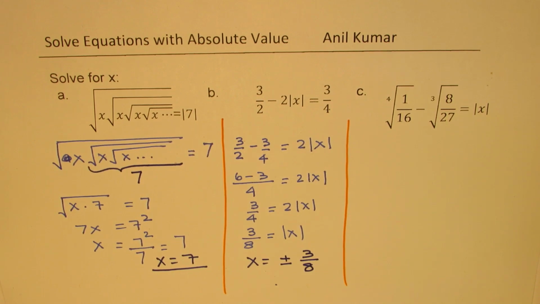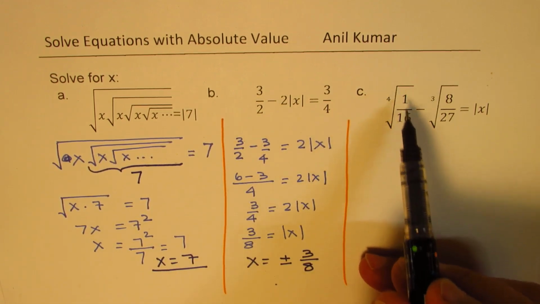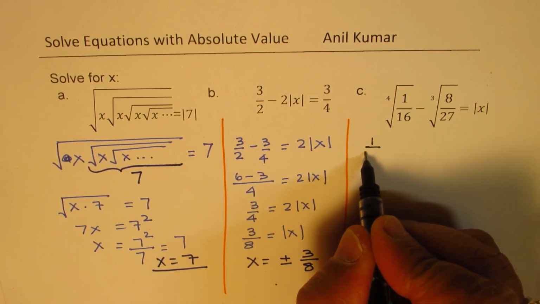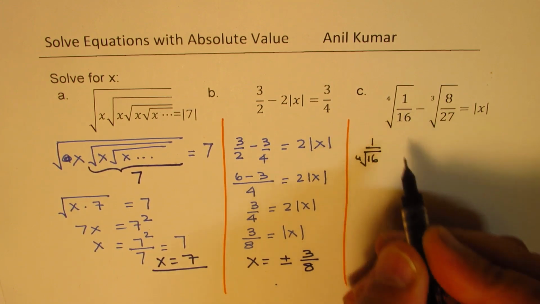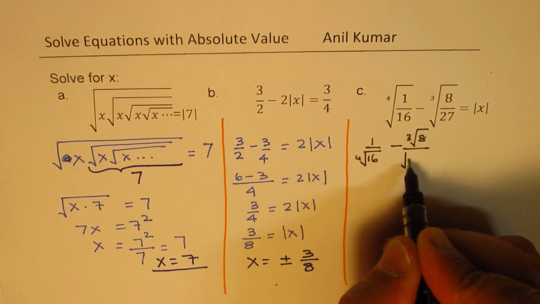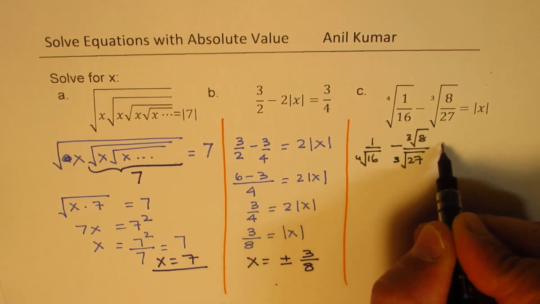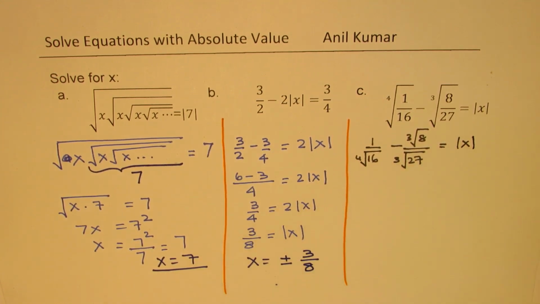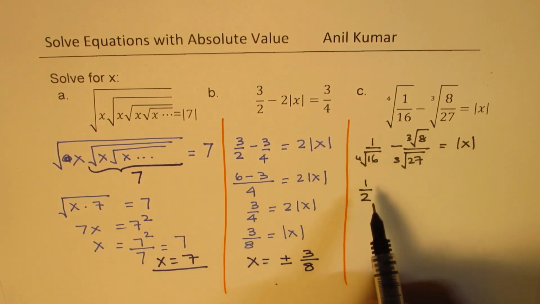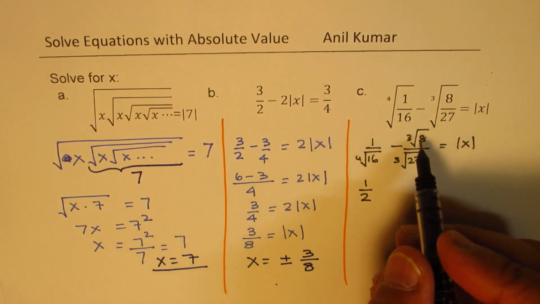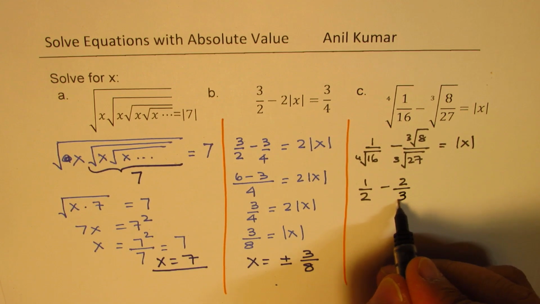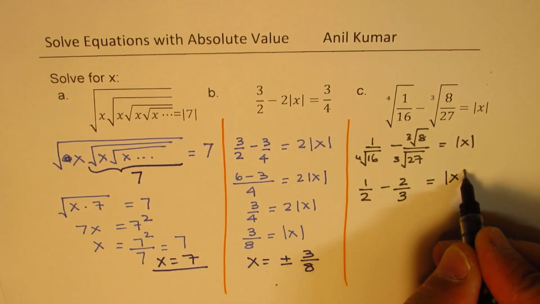The third question here involves radicals. So we have 4th root of 1 over 16. Now 4th root of 1 over 16 is kind of like this, right? So we want 4th root of 1 divided by 4th root of 16, correct? Basically. And in this case, we want cube root of 8 divided by cube root of 27. And we are saying this is equal to absolute value of x. Now 4th root of 16 is 2, correct? So 2 to the power of 4 is 16. And here cube root of 8 is 2 and cube root of 27 is basically 3. So we get 1 over 2 minus 2 over 3 equals to absolute value of x.